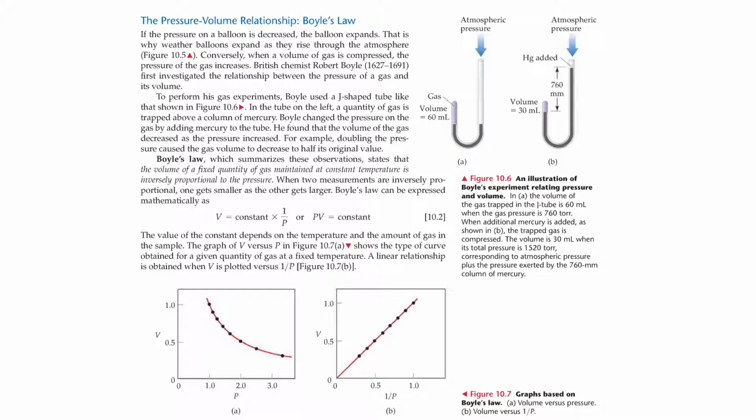In A, the volume of the gas trapped in the J tube is 60 milliliters when the gas is at a pressure of 760 torr. When additional mercury is added, as shown in B, the trapped air is compressed. The volume is 30 milliliters and the total pressure is 1,520 torr, corresponding to atmospheric pressure plus the pressure exerted by the 760 millimeter column of mercury. Figure 10.7, graphs based on Boyle's law.